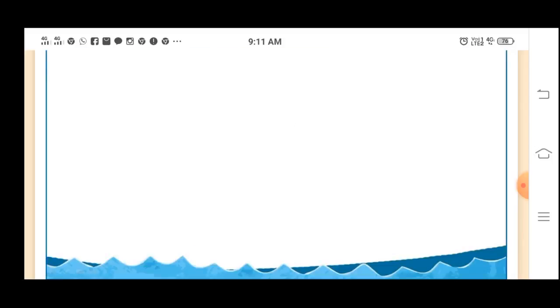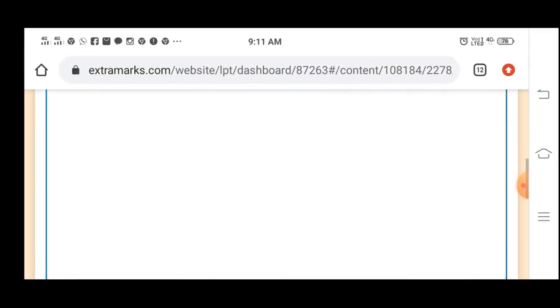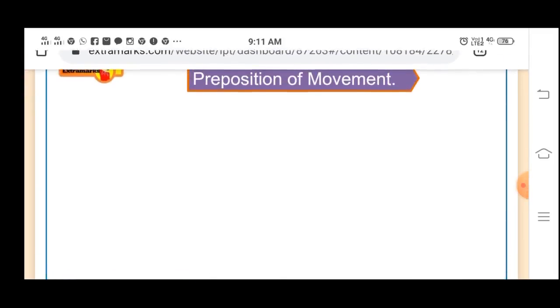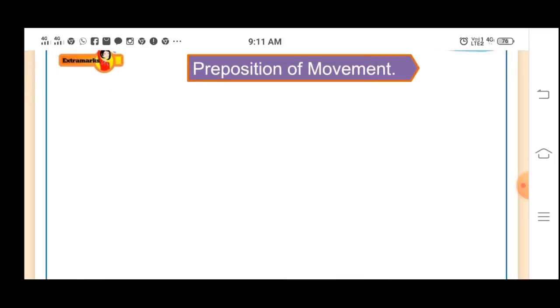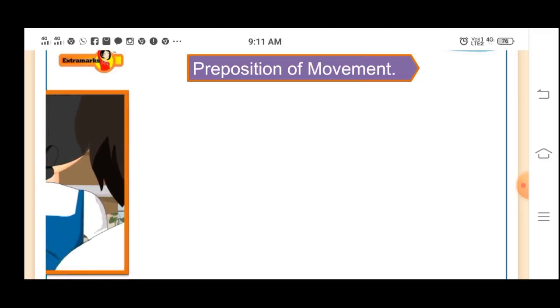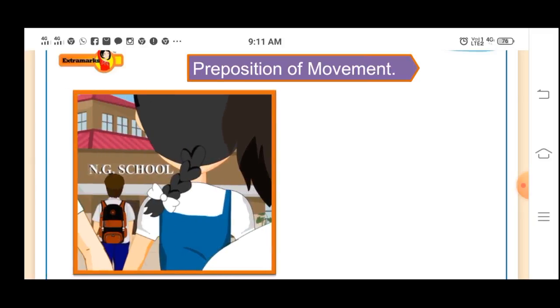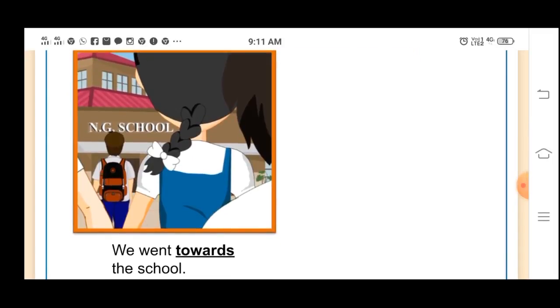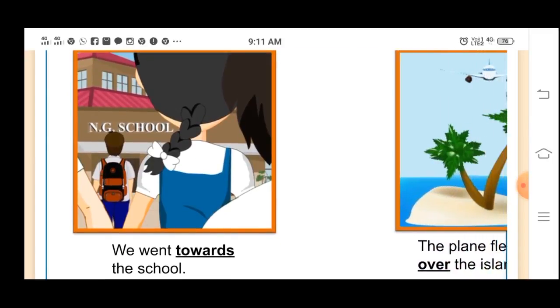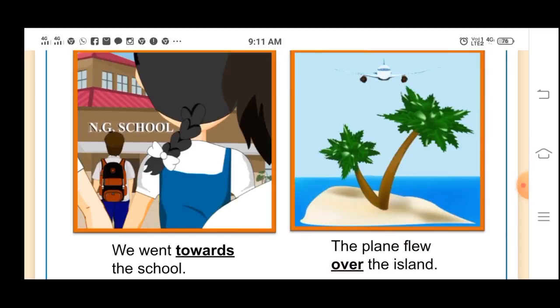Preposition of movement and direction. Certain prepositions are used to denote movement. Look at the following sentences in which the prepositions of movement have been used. We went towards the school. Here the word towards indicates the movement in the direction of the school. The plane flew over the island. Here the word over indicates the movement above the island.